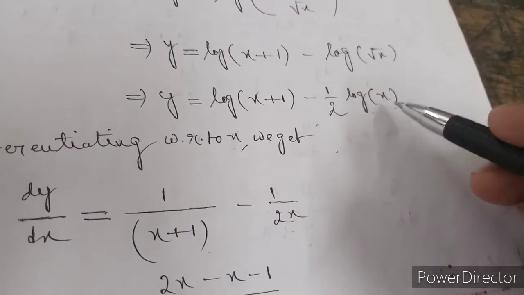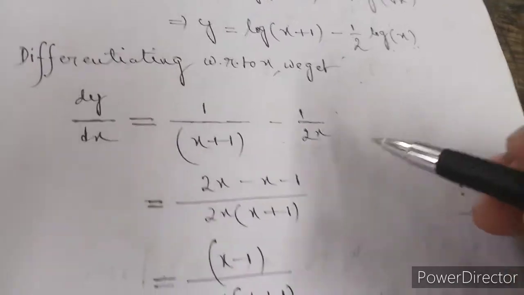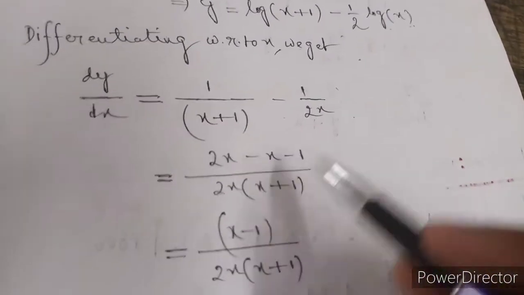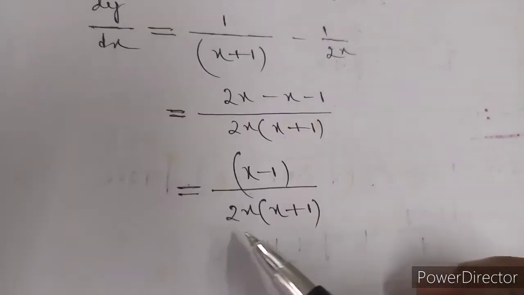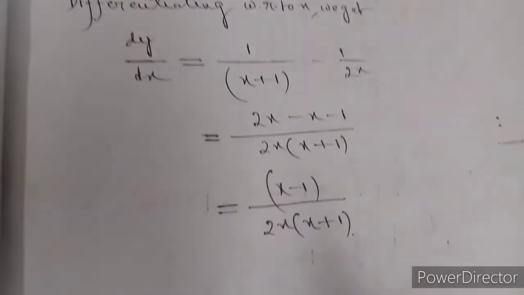half is the constant, and the derivative of log x is 1 by x. So it should be this one. Now what is the LCM of this one? 2x minus x minus 1. So this should be x minus 1 by 2x into x plus 1. So it is your answer, and the proof has been done.